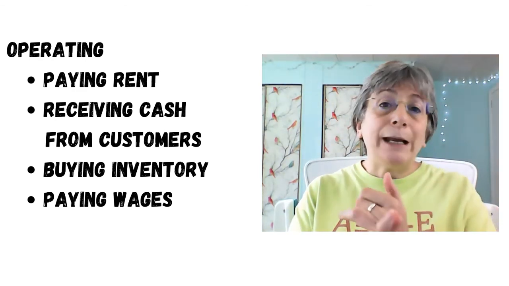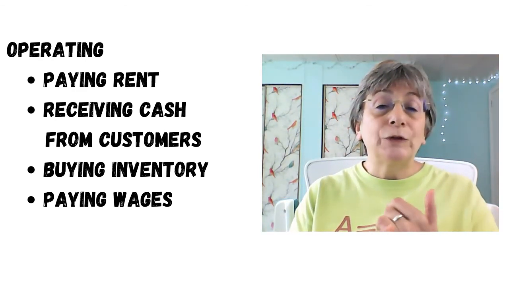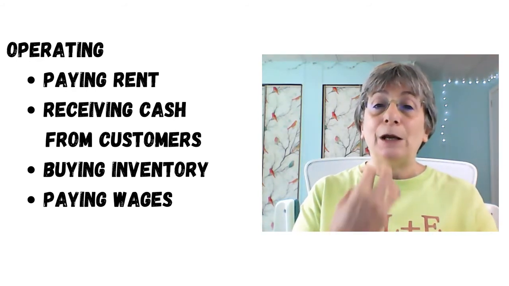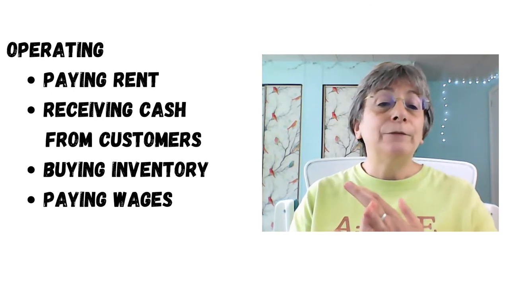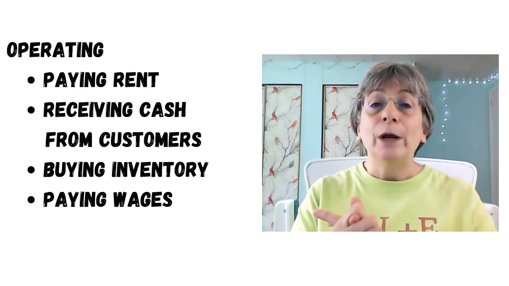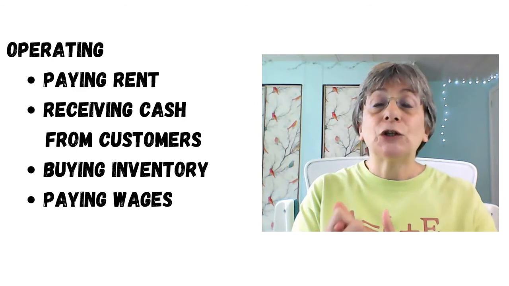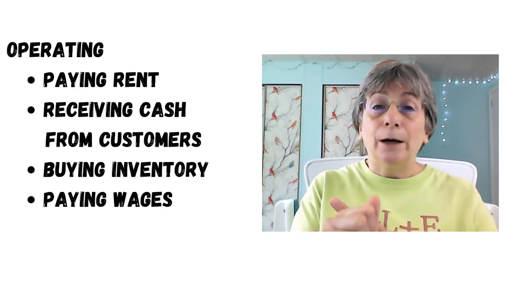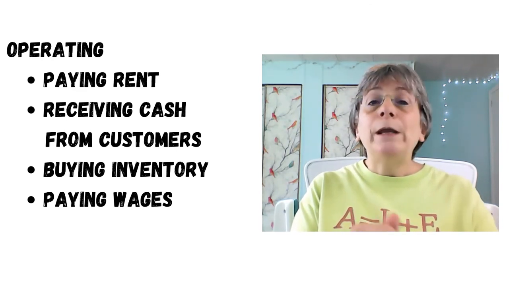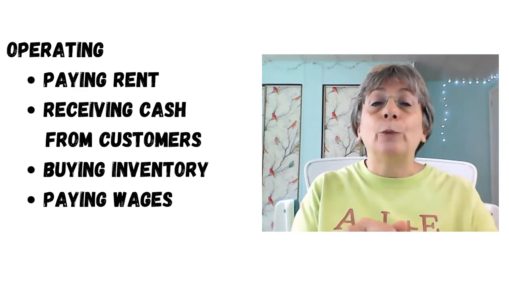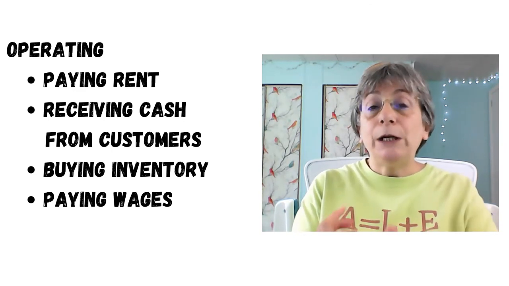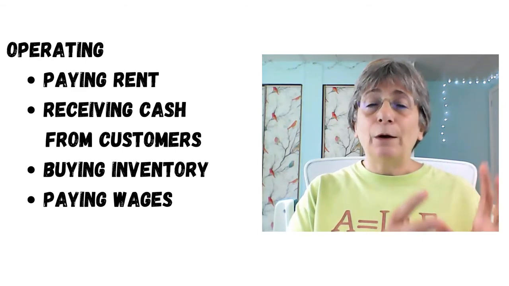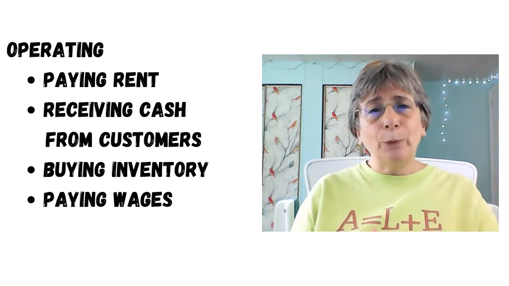So let's talk about some of the things that would fall under that operating category. We have things like paying rent, or if we're landlords, that's our business, then we would have receiving rent from our tenants. That would be a source of cash. We would receive cash from our customers. So they're either paying us cash at the beginning of the transaction, or they're going to pay that cash to us later when we collect our accounts receivable. We need to buy inventory so that we have it to sell to our customers. And we need to pay our employees so that they keep showing up every day.